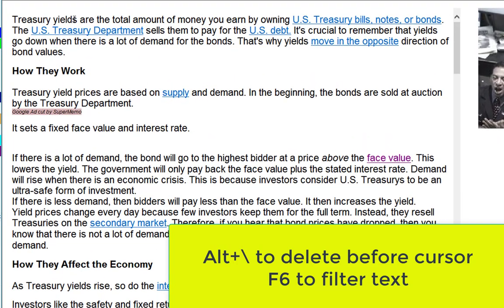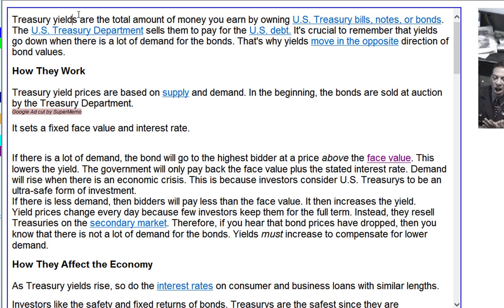Okay, let's learn. Treasury yields are the total amount of money you earn by owning U.S. Treasury bills, notes, and bonds. I don't know what treasury yields are. Treasury bills, notes, and bonds. Nothing. So, if I didn't have incremental reading, I'd be in a state of panic already, because I need to understand an article. I don't understand even the first sentence.